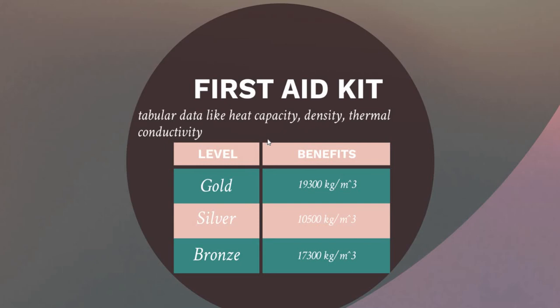As you can see, gold has a density of 90,300 kilograms per meter cube. Silver has 10,500 kilograms per meter cube, and bronze has a density of 17,300 kilograms per meter cube.